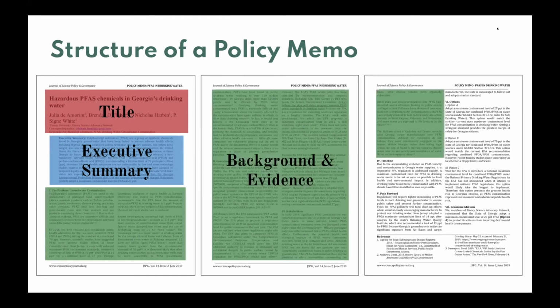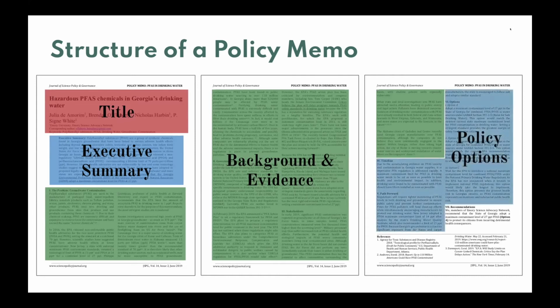Then background and evidence, as explained before, is the largest section. And so you go into things like stakeholders, what that actual problem is, the government response, et cetera. And so you alter this depending on where the policy memo is ending up. Then you have your policy options. And so you talk about other possible options as well, not only your recommended one. And finally, you say which of the options you're recommending and conclude the policy memo.